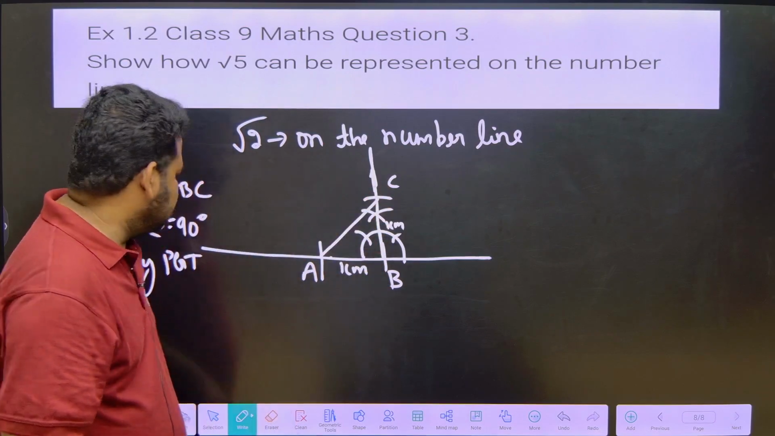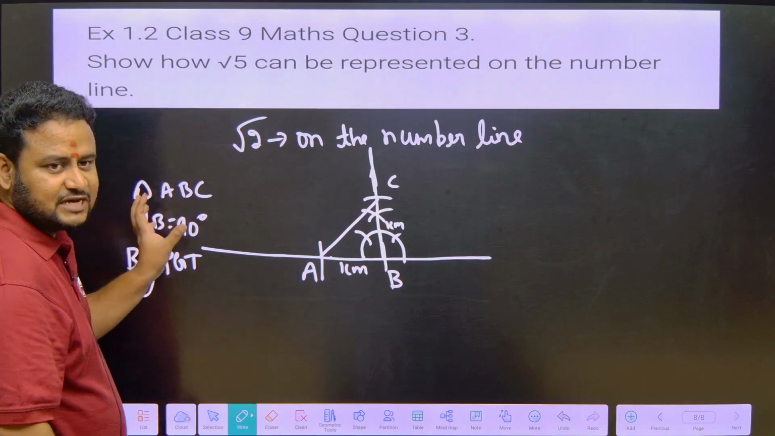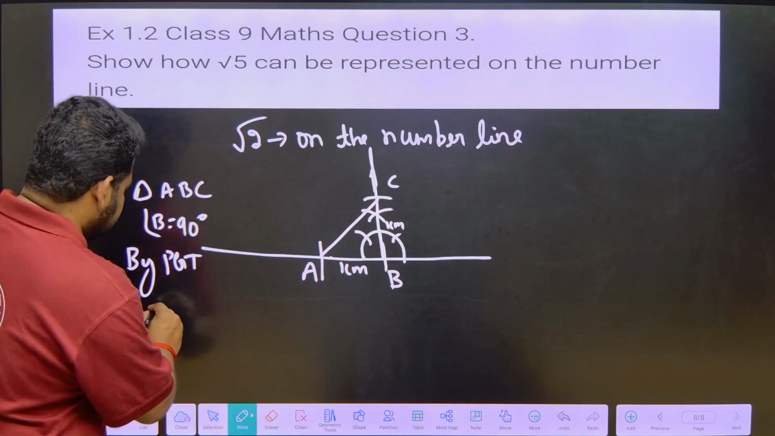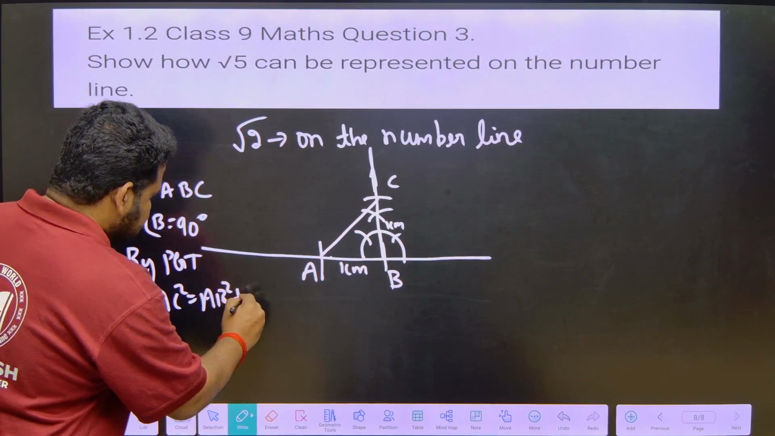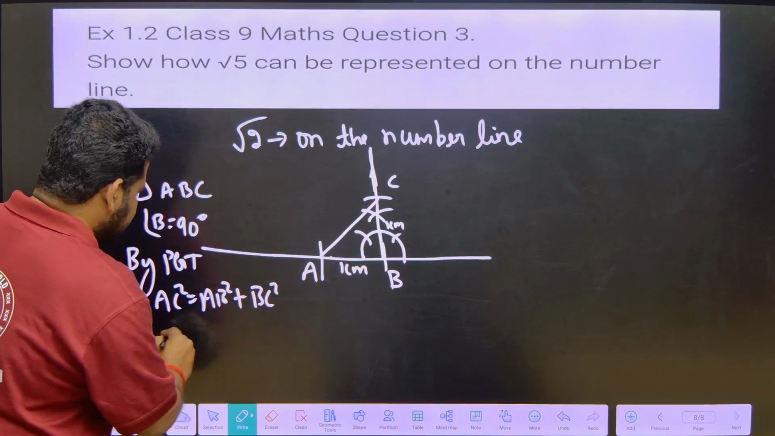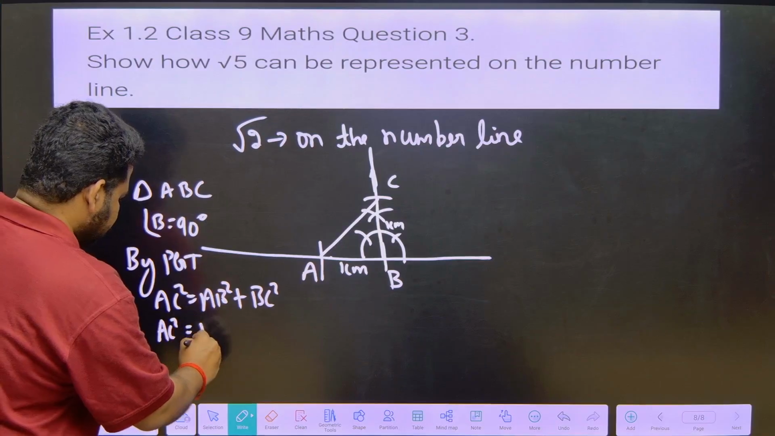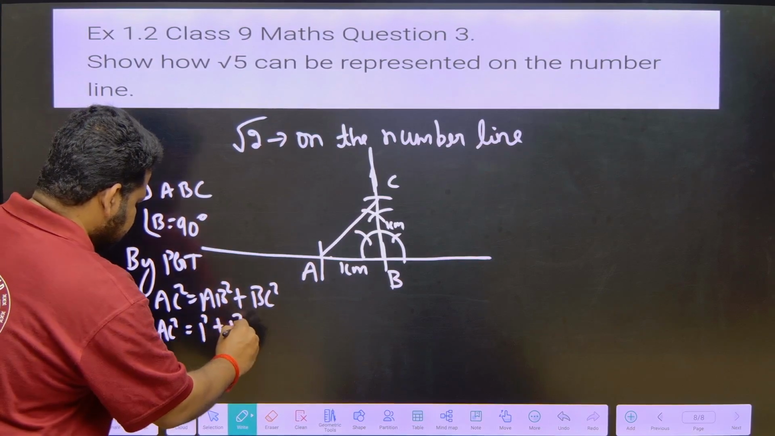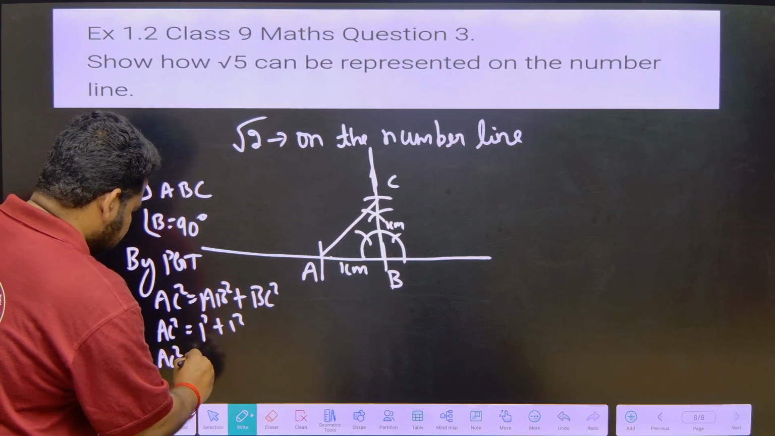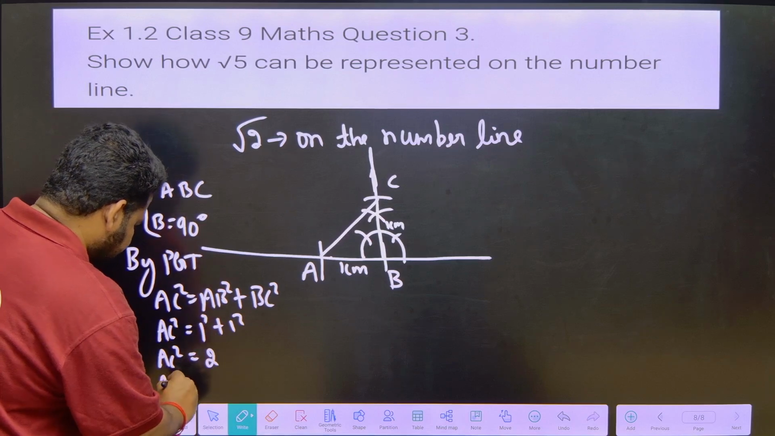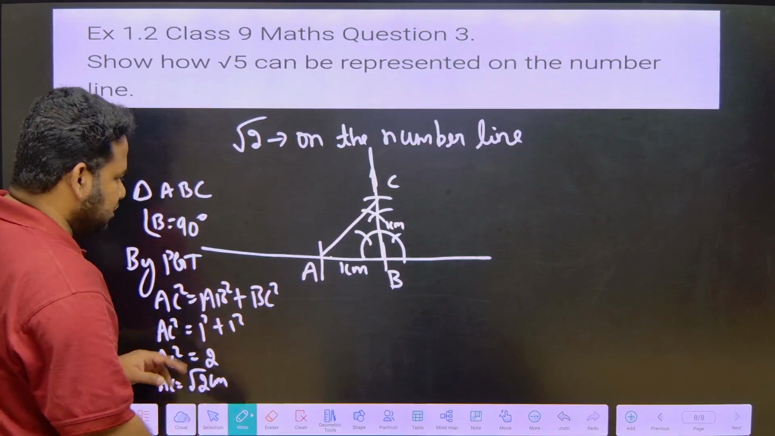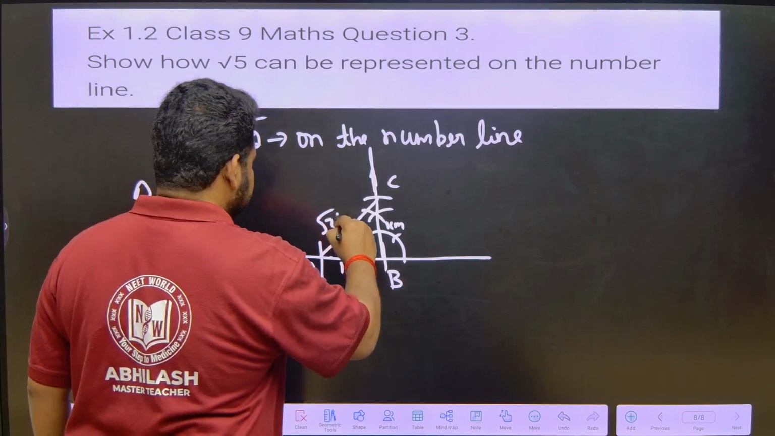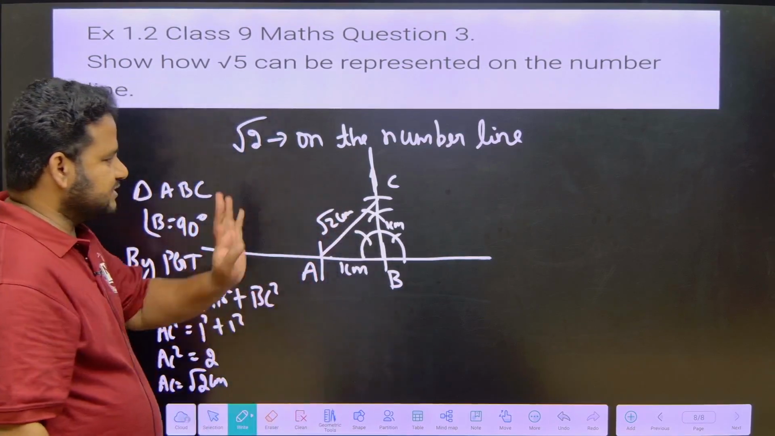Now by Pythagoras theorem, in triangle ABC, angle B is equal to 90 degrees. So AC square is equal to AB square plus BC square. If I put the values, AC square is equal to 1 square plus 1 square, that is AC square is equal to 2. So AC will be equal to root 2 centimeter.